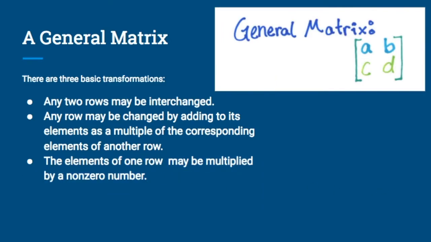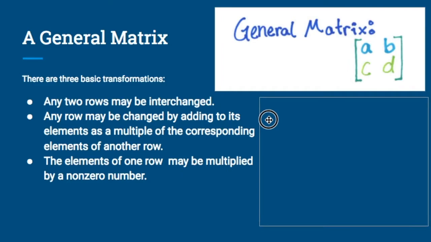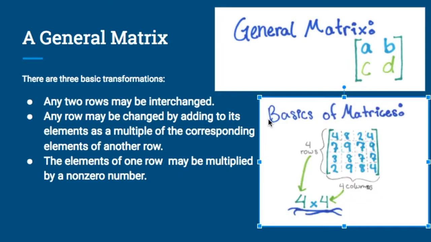What are the basics of a matrix? What do we need to know about matrices? Well, one is the formula, A, B, C, D. And the second one is knowing the dimensions. We know the dimensions by knowing the rows and the columns. The rows and the columns are often represented as the first number and the second number. And so that's basically it.